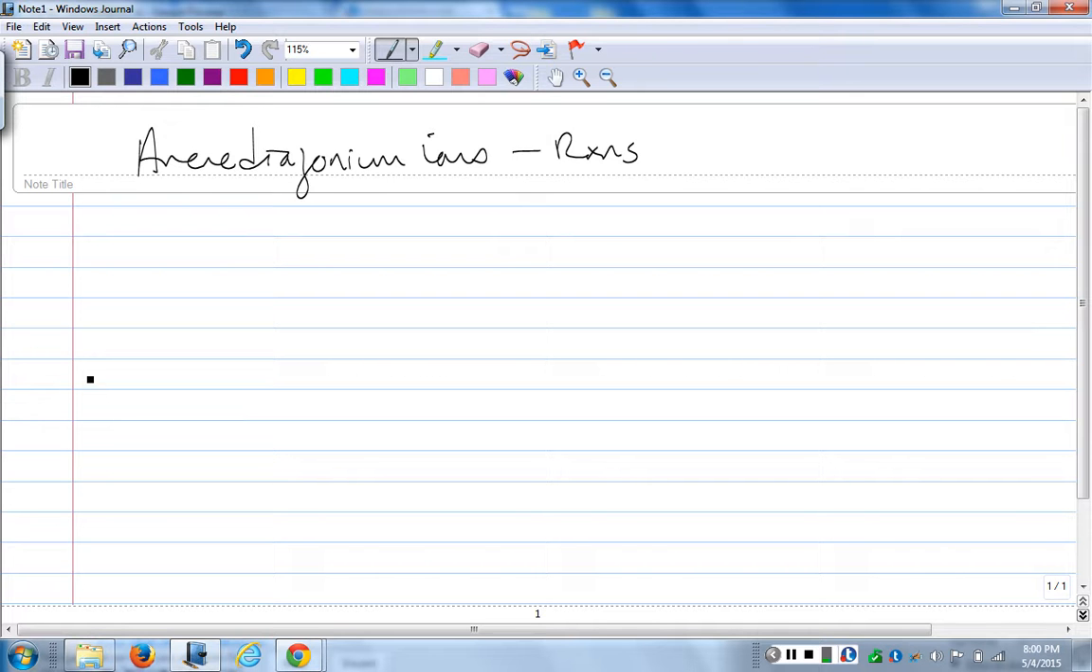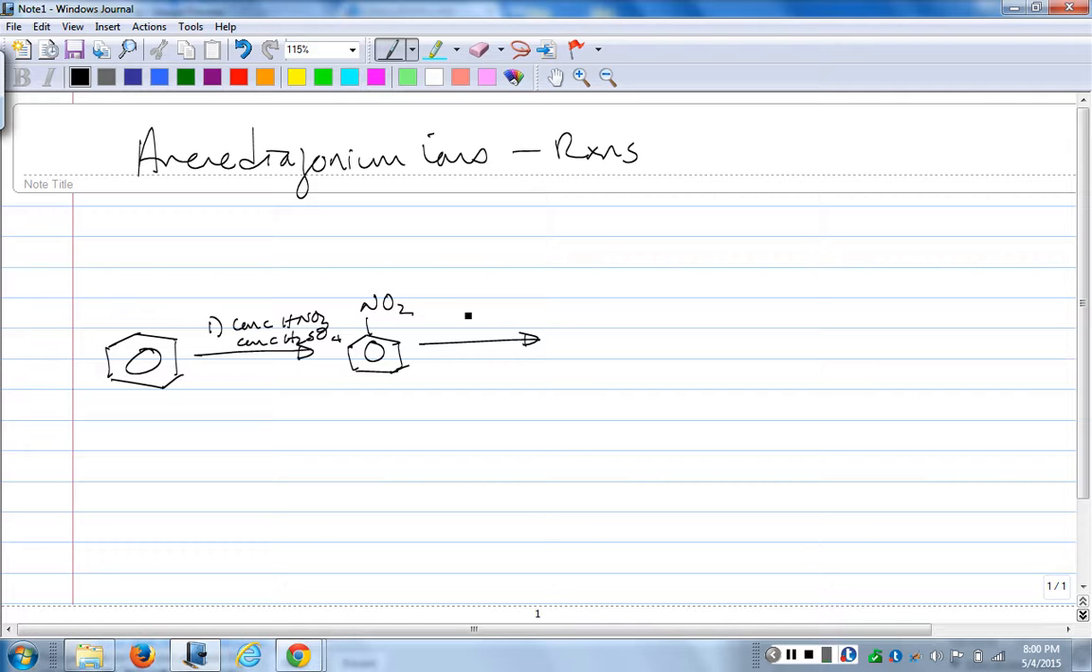So we said that if you take benzene, you can convert benzene first with the nitrating mixture, which is concentrated sulfuric acid and nitric acid. You will make nitrobenzene. You can then reduce nitrobenzene with tin and HCl, followed by base, and that's going to give rise to the aniline.